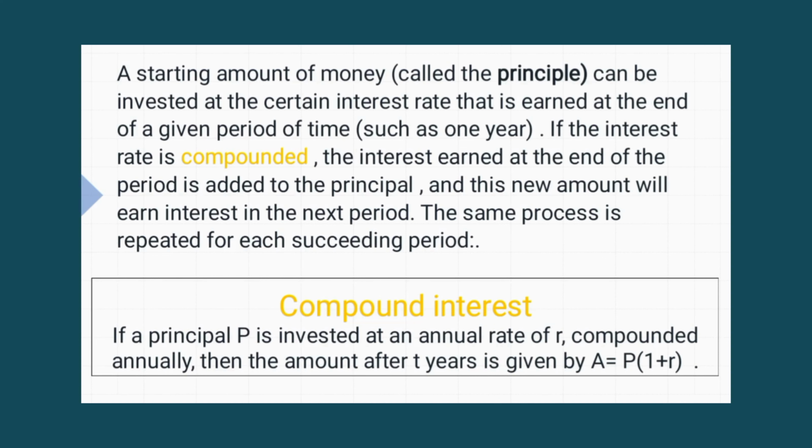And now we are going to discuss compound interest. This is the last part of the second lesson outline. So compound interest: if a principal P is invested at an annual rate of R compounded annually, then the amount after T years is given by A is equal to P times (1 plus R) raised to T.